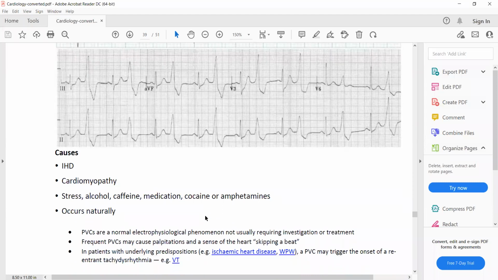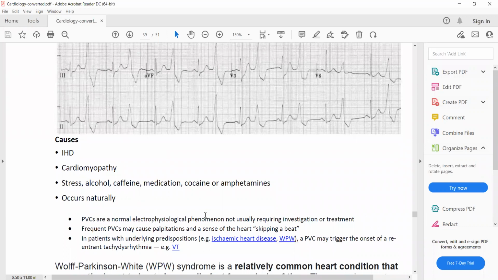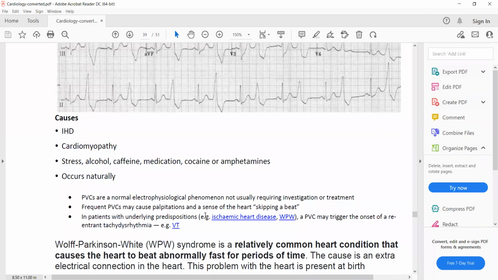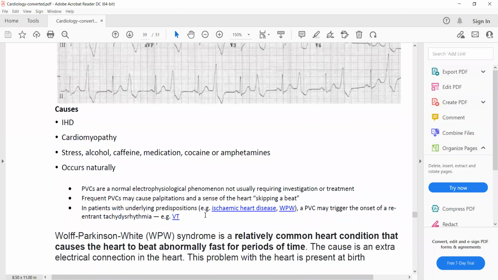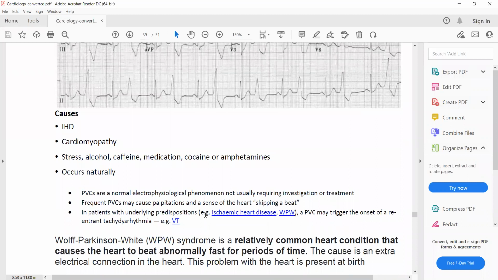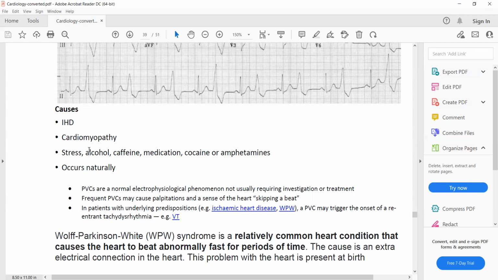The causes of premature ventricular contraction include ischemic heart disease. In the normal population, they are not harmful because they can be caused by stress, alcohol, caffeine, medication, cocaine, amphetamines, etc. So they usually do not require any treatment. But in some cases or in old patients, premature ventricular contractions signify underlying ischemic heart disease or cardiomyopathy. So they need to be investigated in old age patients.